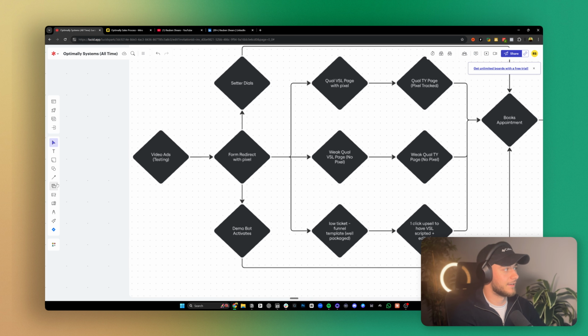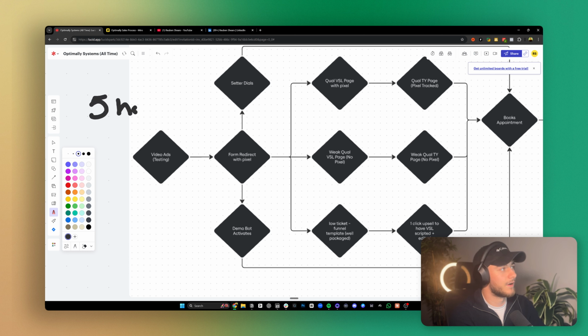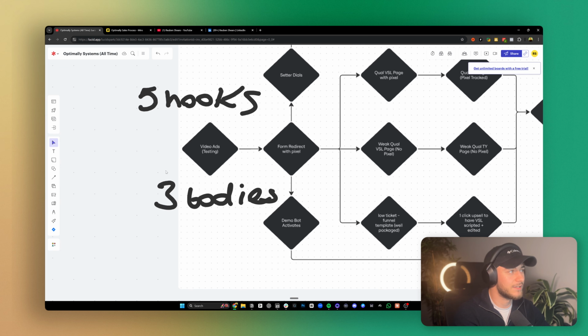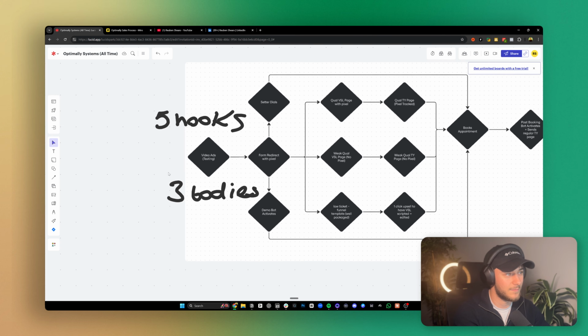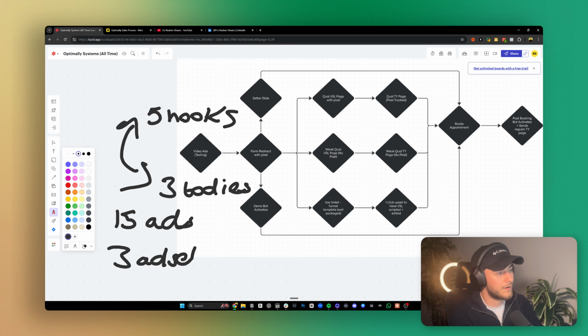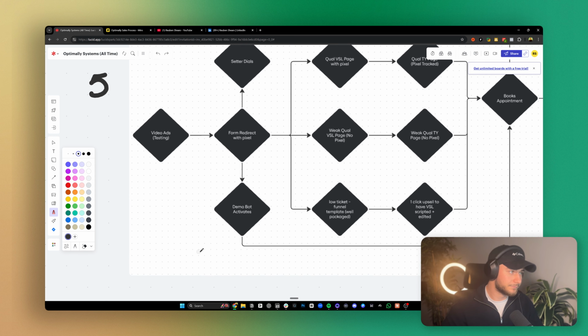I'm going to be testing, let's see if we can write some stuff down here. I'm going to be testing 5 hooks, 3 bodies to start with for the first week-ish, or just when I've got to a decent amount of spend on each ad, because that's what it's really about. It's not about time, it's about money spent. And then as a result of doing that, I'll have 15 ads to test and I'll put that in 3 ad sets with broad targeting to start with. That's what I'm going to do.